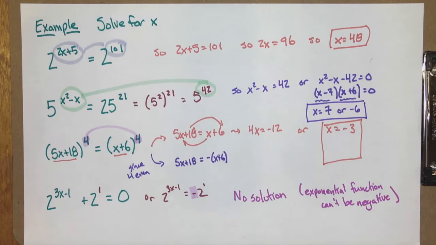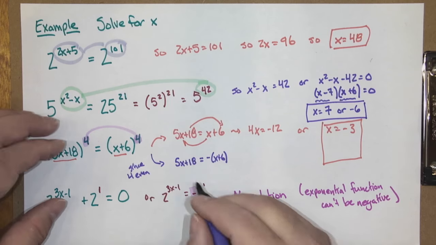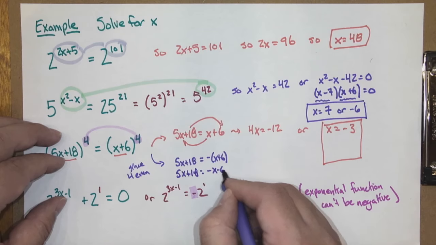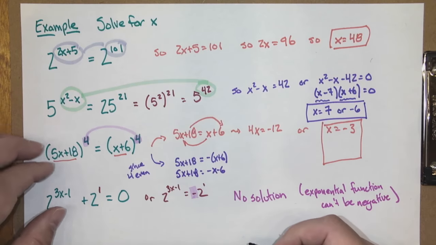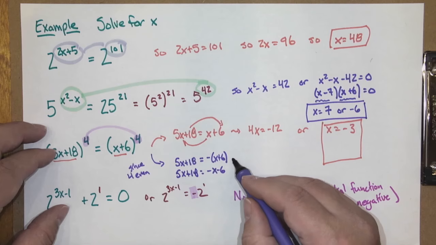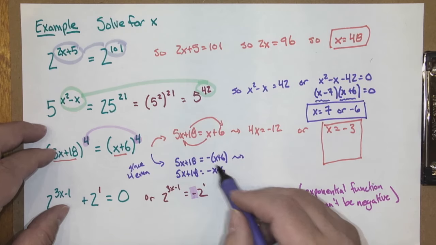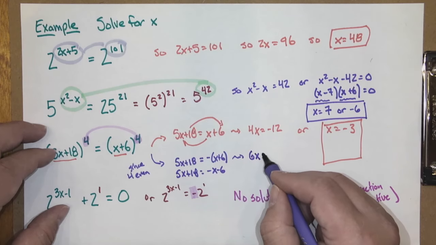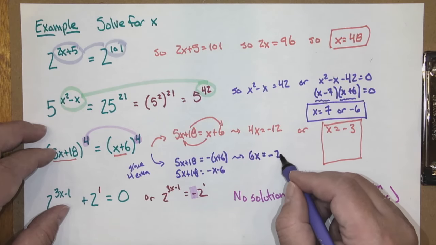So this is why you run into some subtleties. When you have an odd power upstairs, you don't need to worry about that. When you have an even power upstairs, you may say, maybe they're opposite in sign, so I have to check that scenario as well. So this is the same as saying 5x plus 18 equals minus x minus 6. And what do we do next? Well, same thing we just did. Move x around, move 18 around. So then we get 6x is equal to minus 24.